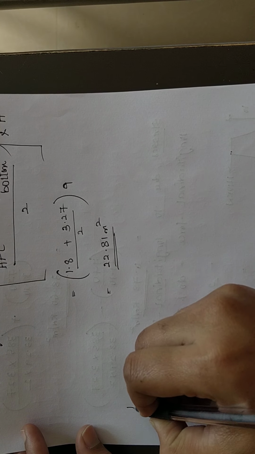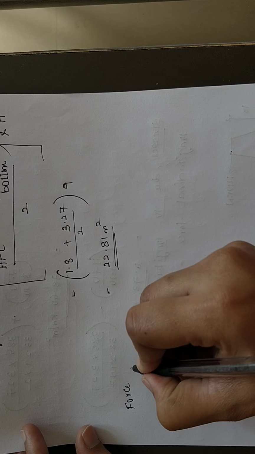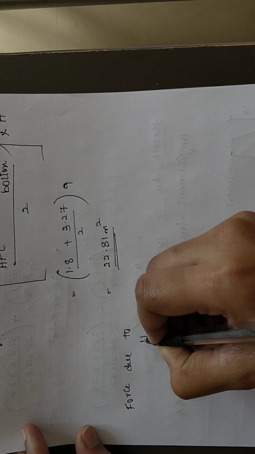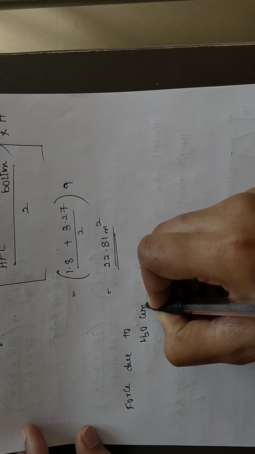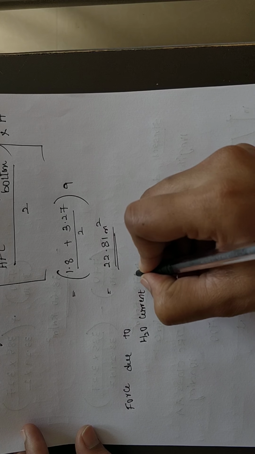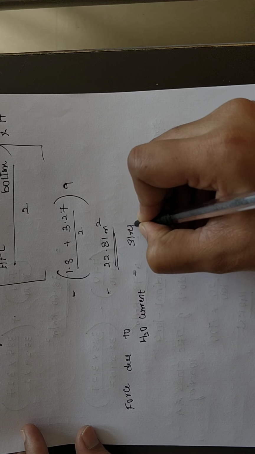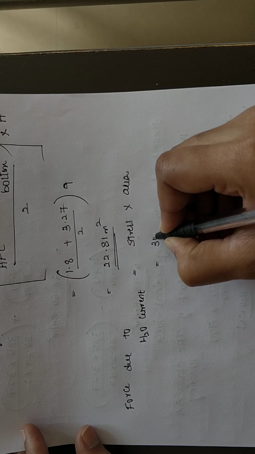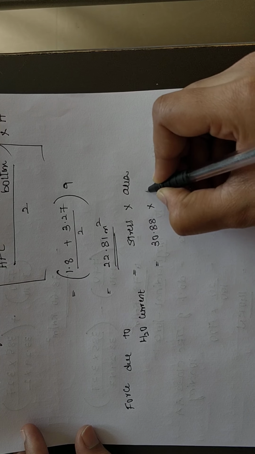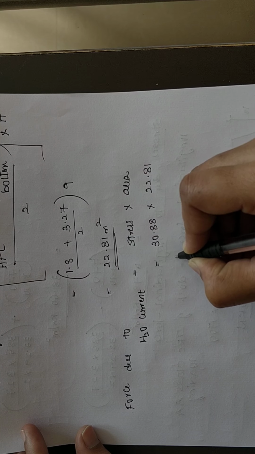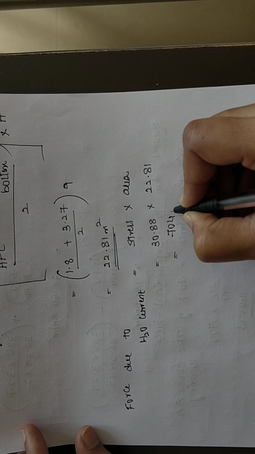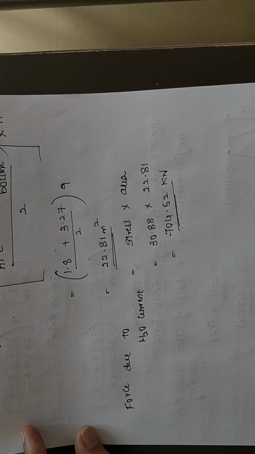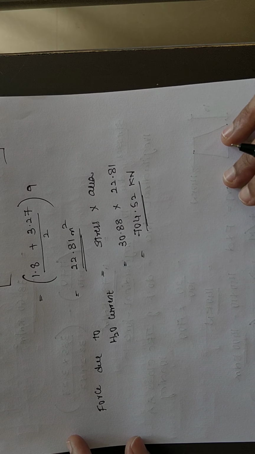Then calculate force due to water current. That will be equal to stress into area. Stress value is 30.88 multiplied by area, 22.81. You will get 704.52 kilonewton. That is the force due to water current.